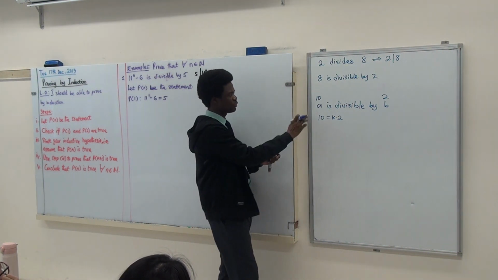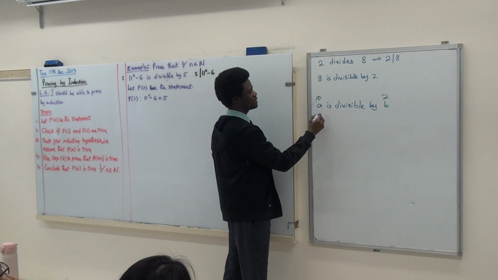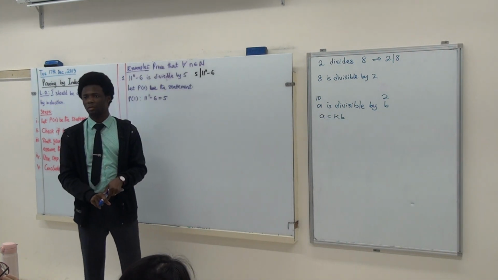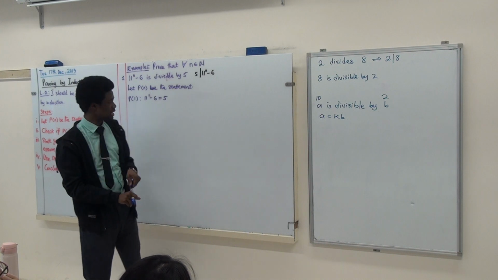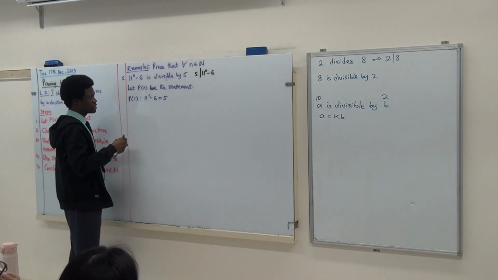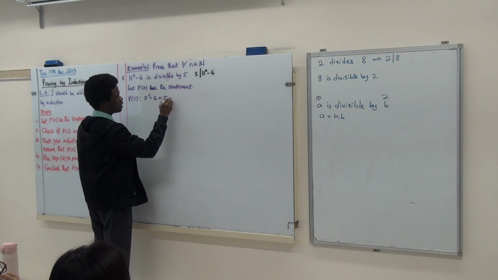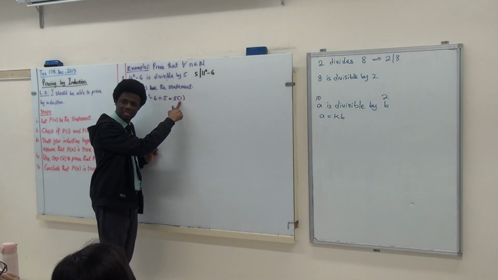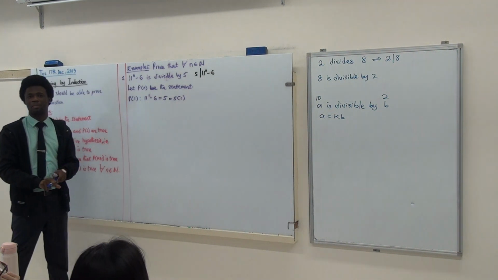Okay? So when we say A is divisible by B, it means A can be written as some k times B, where k is an integer. So that is the idea. How do we know this is divisible by 5? Because 5 itself can be written as 5 times 1. Is this one an integer? Yes. Then this shows that P(1) is true.